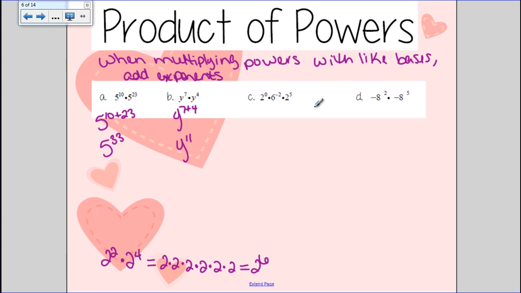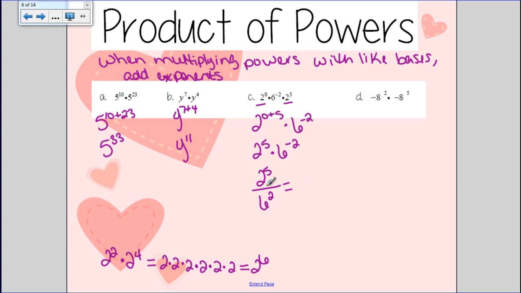Now when you look at C, I've got 2 to the 0, 6 to the negative 2, and 2 to the 5th. These have like bases, so I can add them together. But I cannot put the exponent with the 6 with either of those because it is not the same base. So I end up with 2 to the 0 plus 5 times 6 to the negative 2. Well, 2 to the 0 plus 5 is just 2 to the 5th times 6 to the negative 2. And if you'll remember from our lesson yesterday, negative exponents are not okay, so I have to move this into the denominator. So this becomes 2 to the 5th over 6 squared, and I can simplify that even.